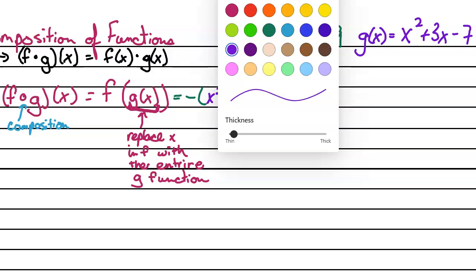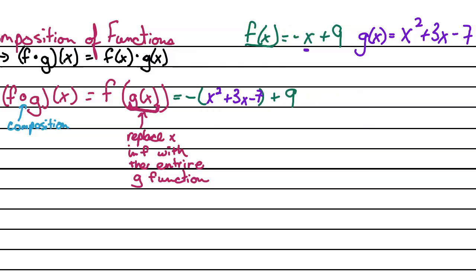And then I can simplify. So I can distribute that negative, and I would get negative x squared minus 3x plus 7 plus 9. So that would become a negative x squared minus 3x plus 16. So this right here is f of g of x. Now if this had a number in it, I would plug that number in for my x's.